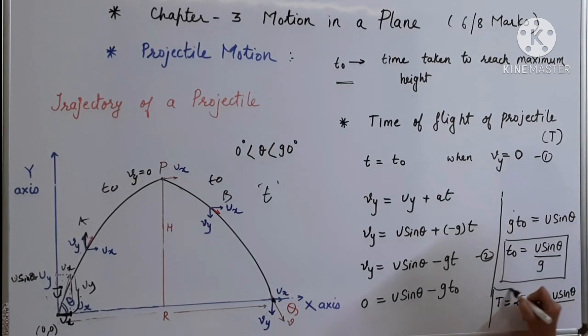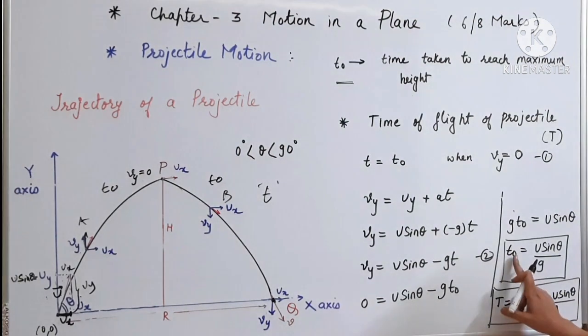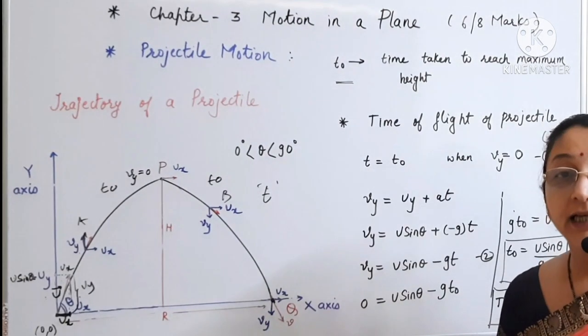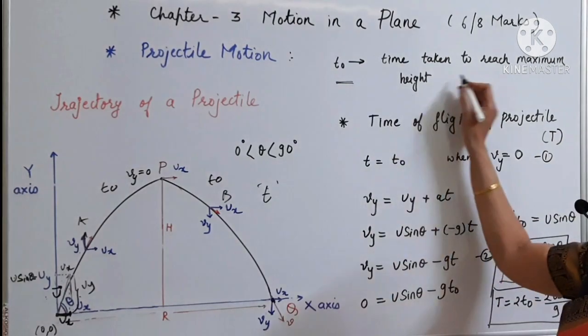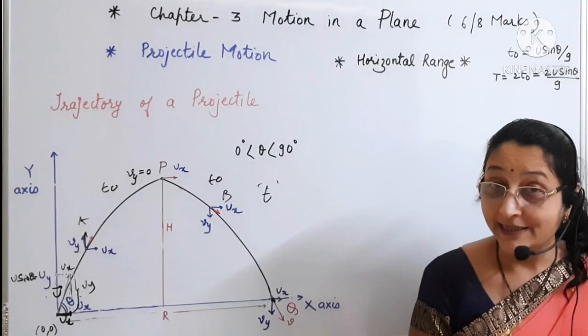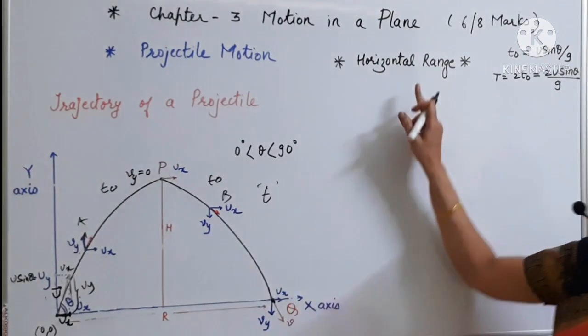So this is again the time of flight. T is 2u sin theta upon g, the time of flight, and T0, that is u sin theta upon g, is the time required for the projectile to reach the maximum height. The next we are going to discuss is the horizontal range.